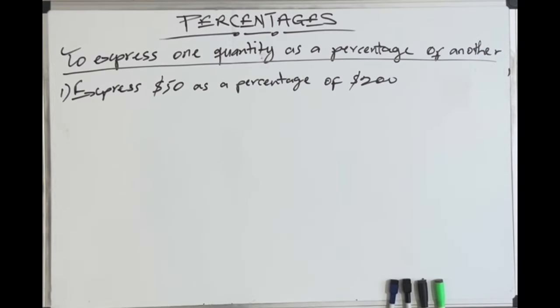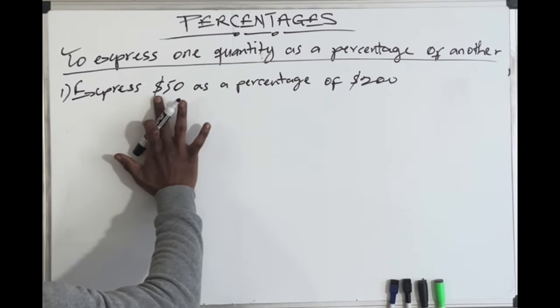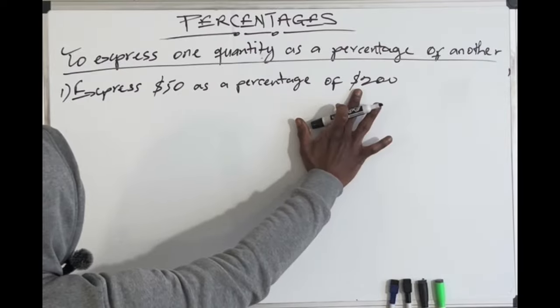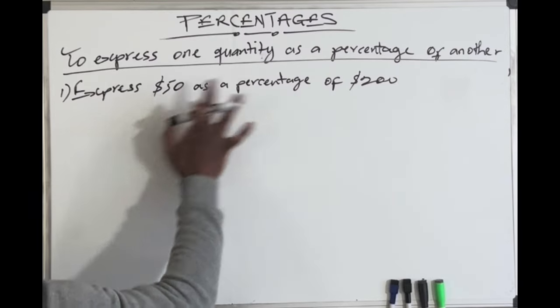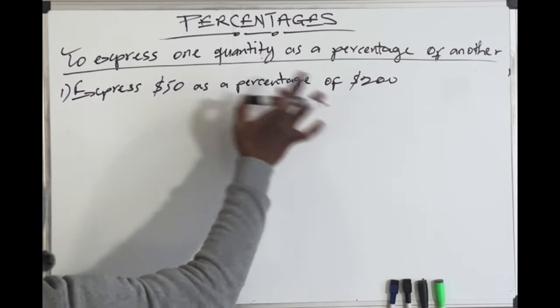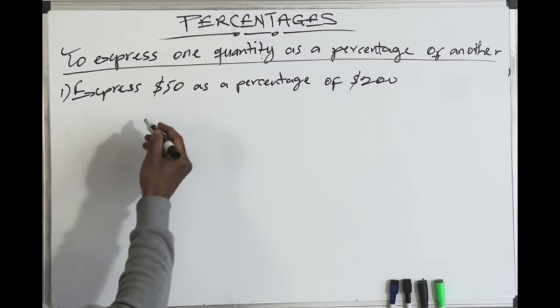To express one quantity as a percentage of another, we write a quantity as a fraction of the other first. Then we change the fraction to a percentage. But we must make sure that we have the same units. Okay, so luckily for us, we have dollar here, so the same unit. But if one was to be in pounds and the other was to be in dollars, we have to make sure we change dollars to pounds so that they are all the same, or pounds to dollars so that they are all the same. But we have dollar here, so we can work our way out.